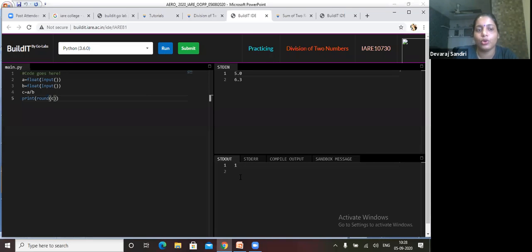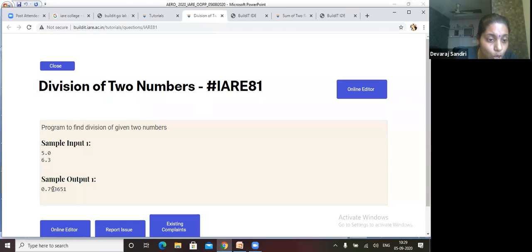If I do not write any rounding number, then what will I get? 1. Okay, 0.79 means approximately 1. Okay, if we get more than 5 after the point, then we consider it as 1. You know that very well. So here our question requirement is 1, 2, 3, 4, 5, 6. Our requirement is 6.